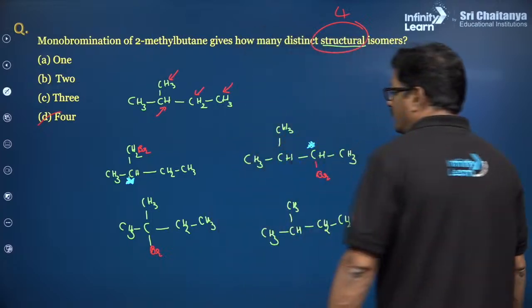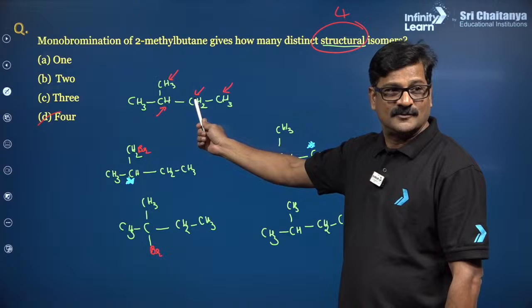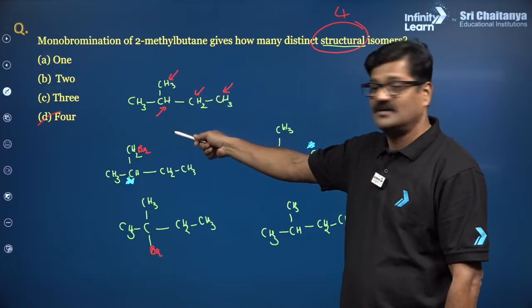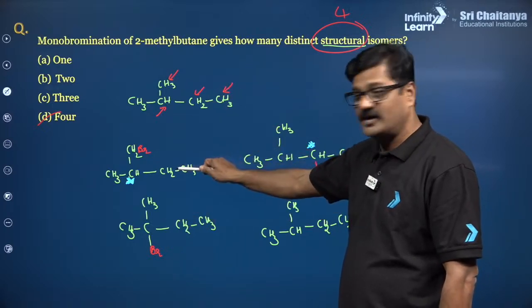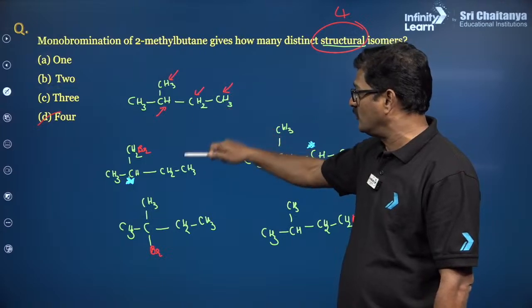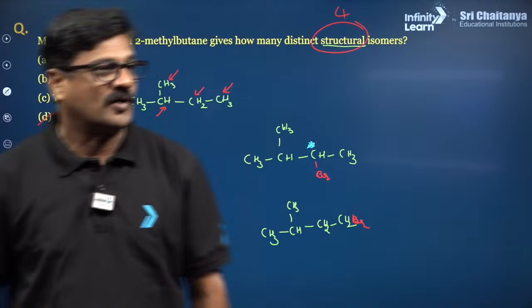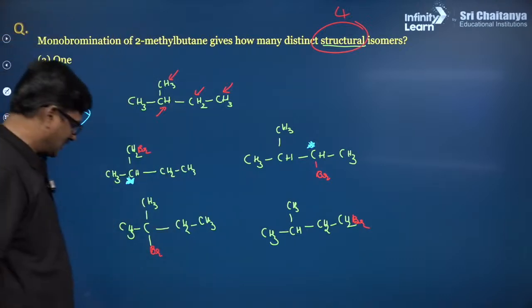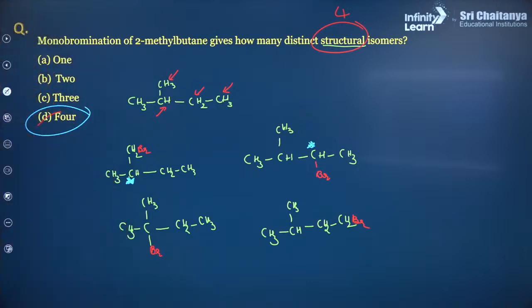In the monobrominated product, one hydrogen is replaced from 2-methyl butane and bromine is added. So how many monobrominated products can be formed? 4 monobrominated products can be formed. This is going to be the answer. D is the correct answer for this. Understand? Next.